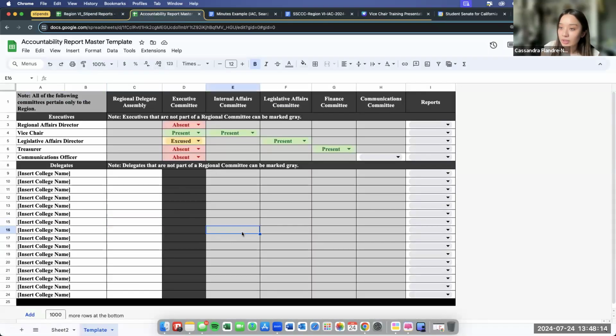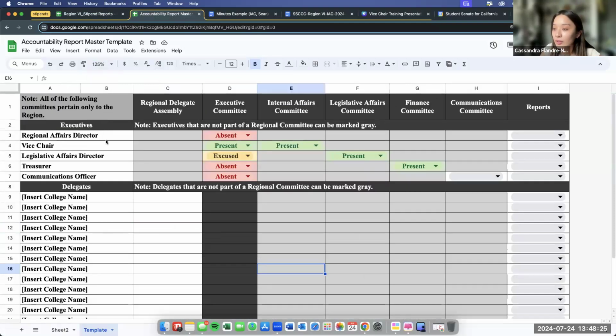Now the accountability reports are going to look a little different. This is where you're going to notate the different meetings that they're going to be part of and whether or not they were absent, present, or excused absence from. So I'm going to maximize my screen a bit here. So this will include the Regional Affairs Director and Legislative Affairs Director.